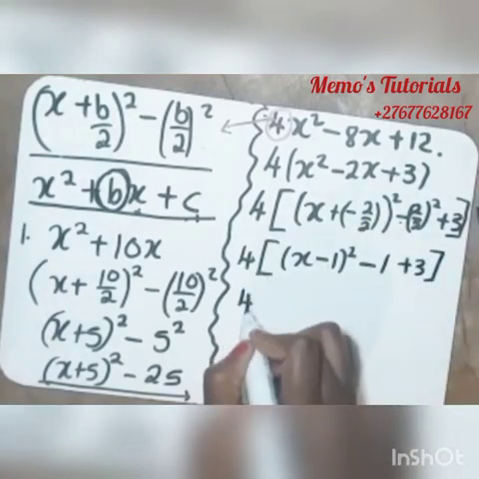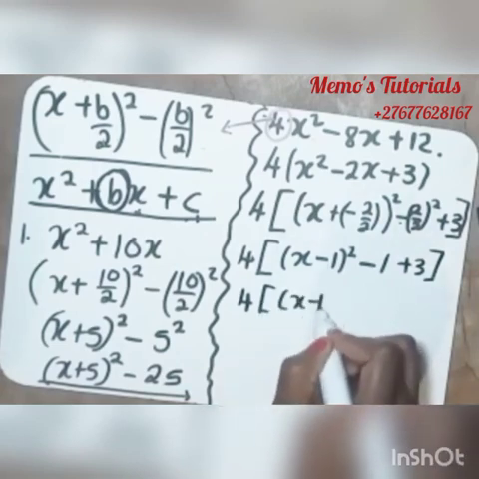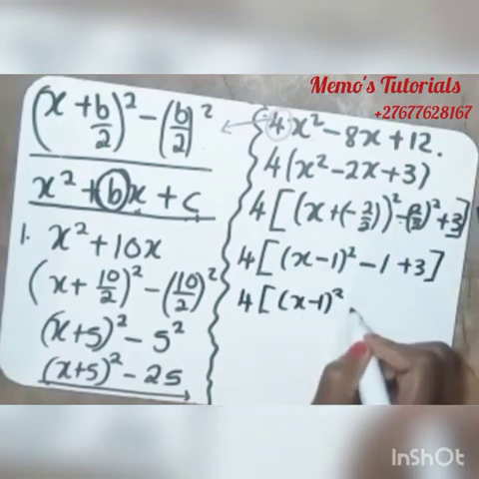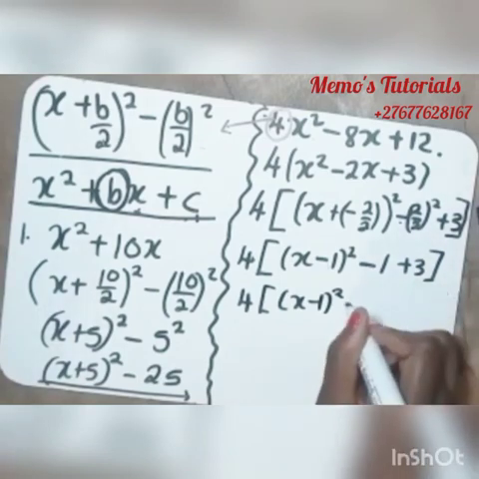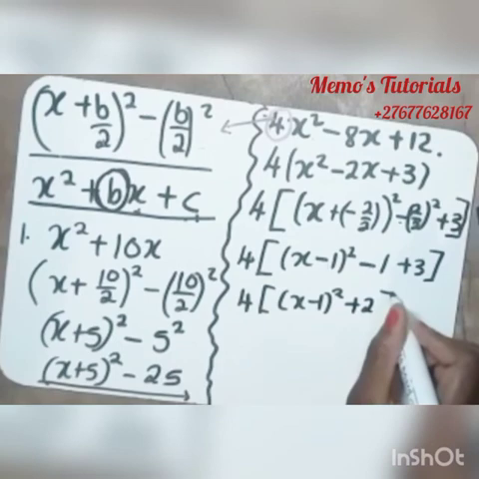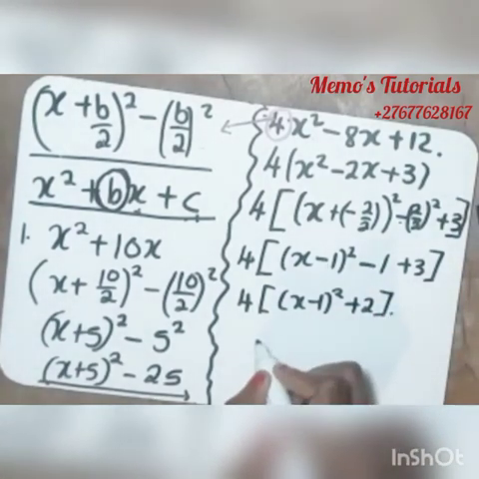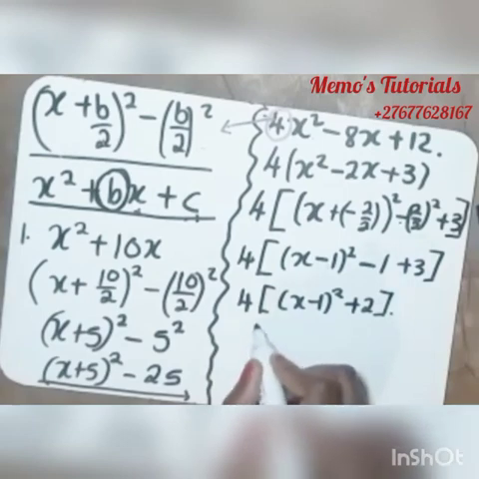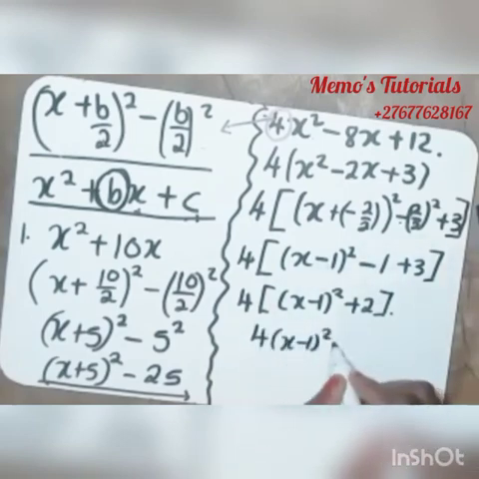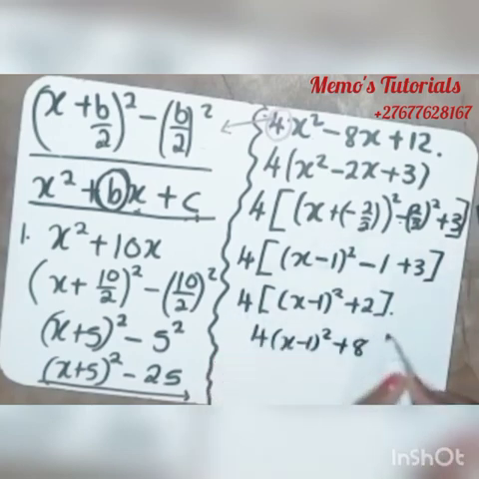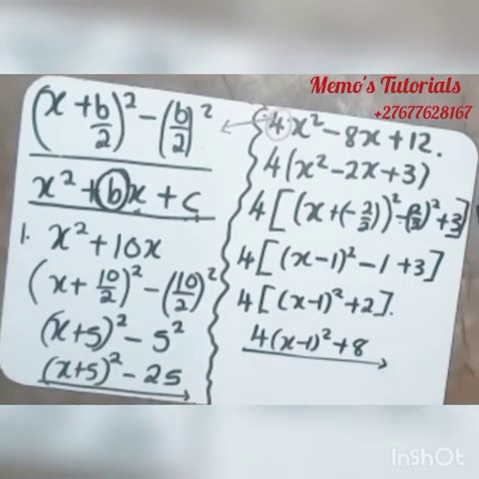So it's 4 open the big bracket, (x minus 1) all squared minus 1 plus 3, which is the same as 3 minus 1, which is a 2. So it's going to be a positive 2. We close the big bracket. Okay, so we can leave it. If we put back our 4 in there, it's going to be 4(x minus 1) squared plus 8, because 4 times 2 is 8. This is going to be our final answer.